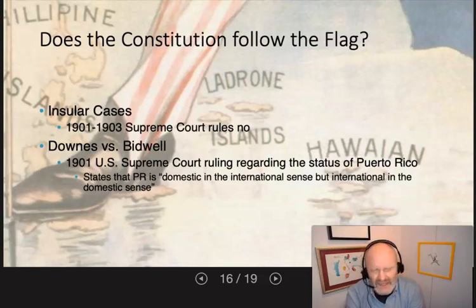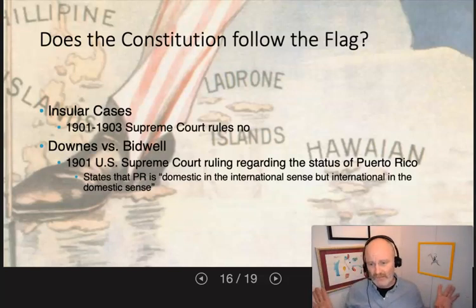And most famously, and I think it's really illustrative, is the decision in Downs versus Bidwell, 1901, regarding the status of Puerto Rico. Supreme Court says that Puerto Rico is domestic in the international sense, but international in the domestic sense. And if we were in class, I'd have you try to explain to me what that means, but we're not. So I'll explain it, right? Obviously, domestic in the international sense means if it's other countries, Spain, England, France, who are interested in meddling in Puerto Rico, that's domestic. It's part of the United States, hands off, right?